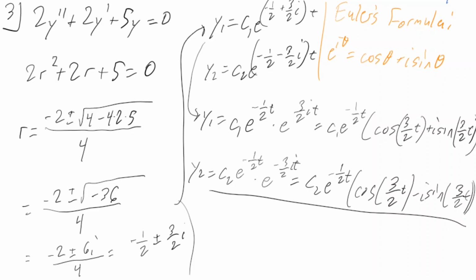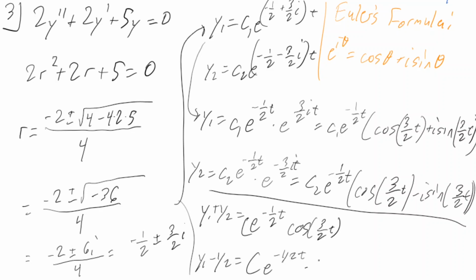And as I mentioned earlier, the sum of any two solutions is also a solution. So if we take the sum of these two, we'll see that the sine terms cancel and we just get some constant times e to the negative 1/2 t times cosine of 3/2 t. And their difference, which is some constant times e to the negative 1/2 t times sine of 3/2 t, those are also solutions to our differential equation. Now these constants c are still arbitrary. If we take them to be real values, then these are real solutions to our ordinary differential equation. And that's good because that's what we wanted. We don't really want complex solutions, we want real solutions.